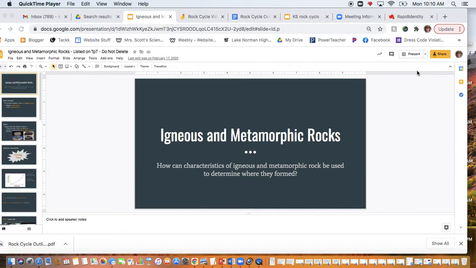The goal of today is we want to be able to use the characteristics of igneous and metamorphic rocks to determine where they're formed and how they're formed.